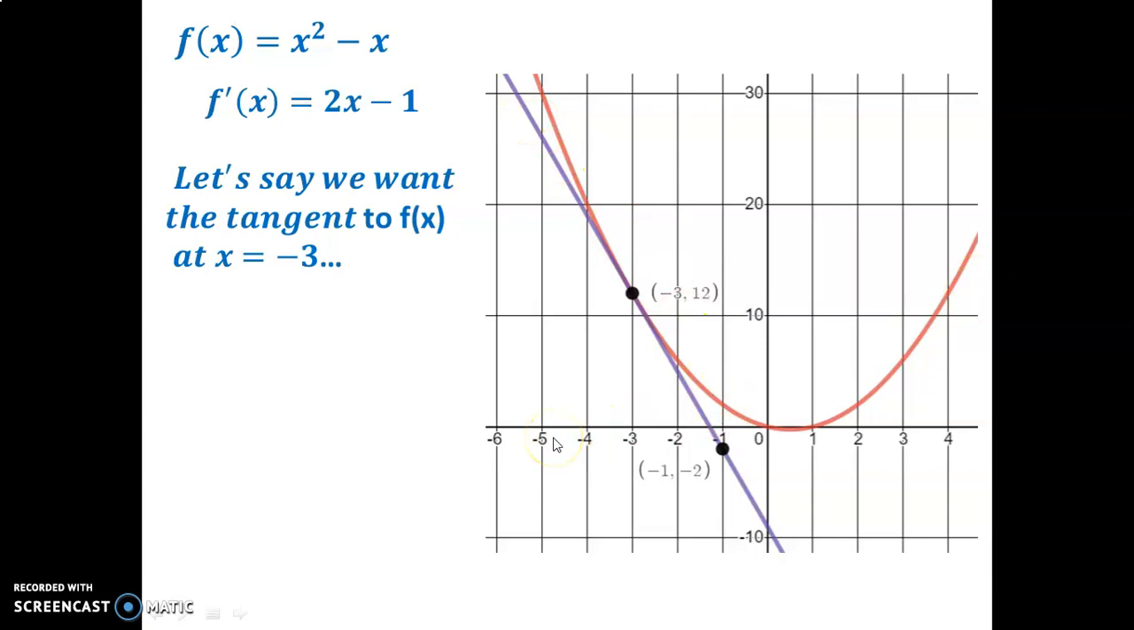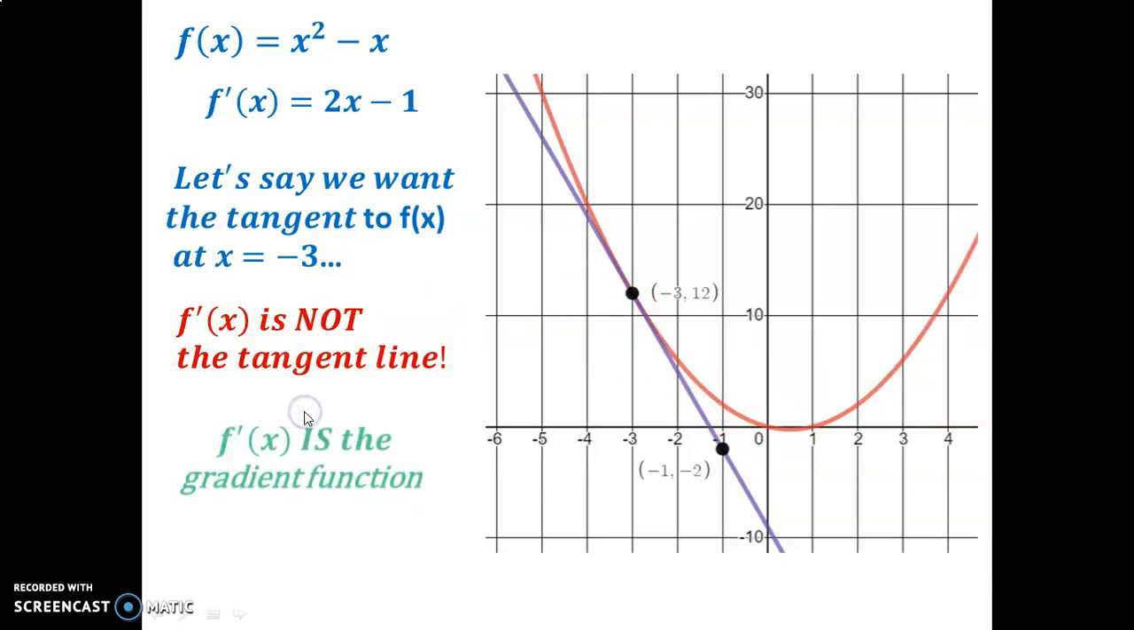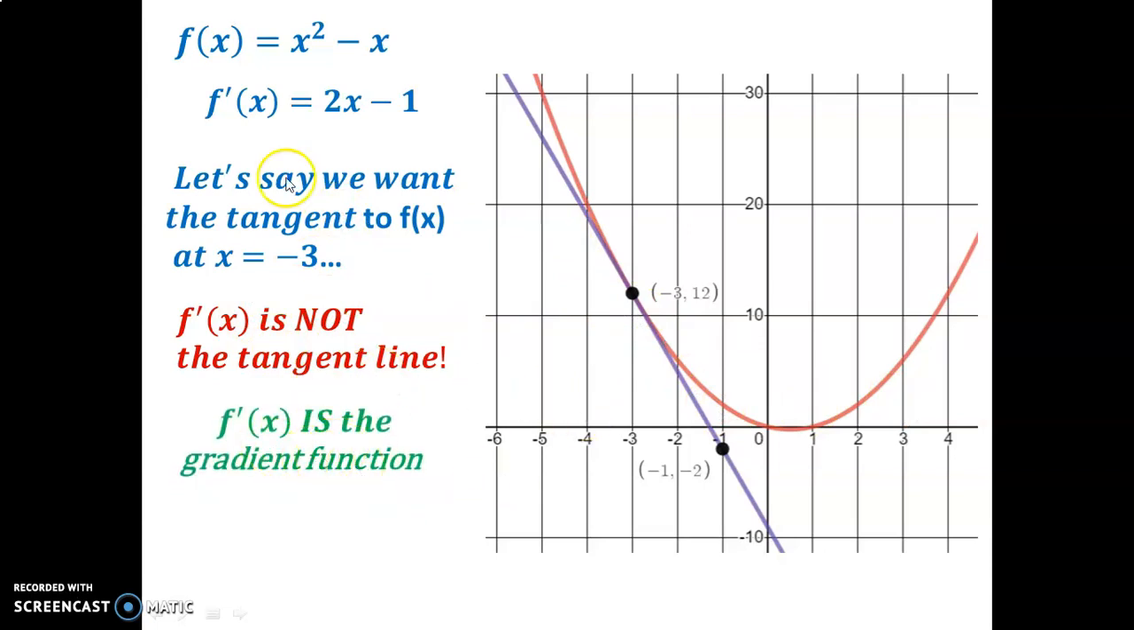It is really important to say that f prime of x, the derivative function, is not the tangent line. So that's a common mistake made by students when they first learn about derivatives. They say, here's my original, here's my derivative, so I found the tangent line, haven't I? Well, no, because this purple line is just one of infinite tangent lines that are possible. So how could one tangent line represent all the possible infinite tangent lines? It cannot. So the derivative is not the tangent line. The derivative is the gradient function. It is a single function that can tell you the slope at any location. So that's how we're going to use it now.